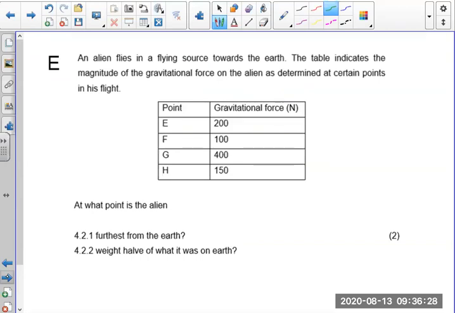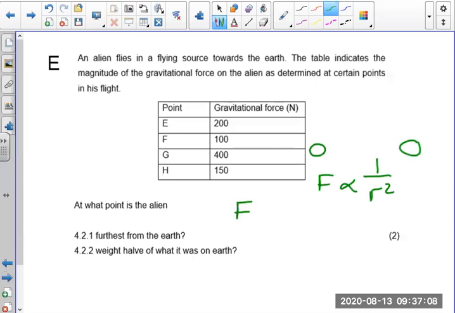Okay, so they give us the force at a certain point where a certain flying saucer is. At what point is the alien the furthest from the Earth? And then where is the weight half of what it was on the Earth? Now, if we look at the force, remember, if the distance increases, it means that the force will decrease because the force is inversely proportional to the distance.